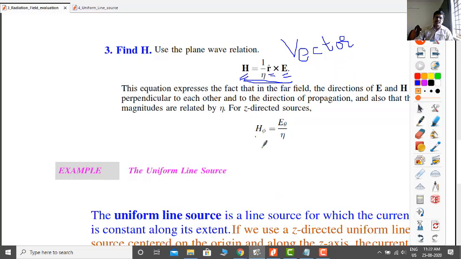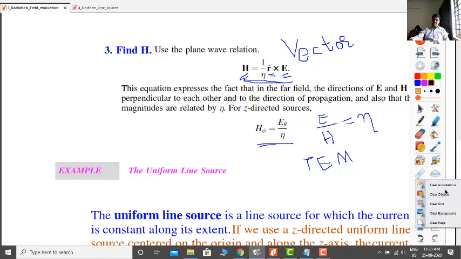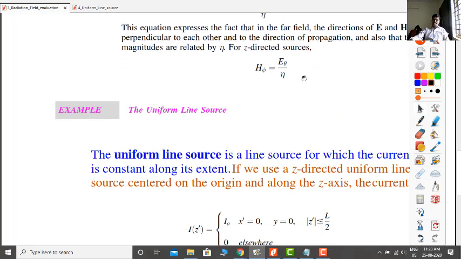And in free space, the E by H ratio will be eta. In free space, the wave also becomes a TEM wave, transverse electromagnetic wave. So these are the very basic things for the analysis of antenna problems. Next, we have to discuss the application of these steps to a uniform line source problem.